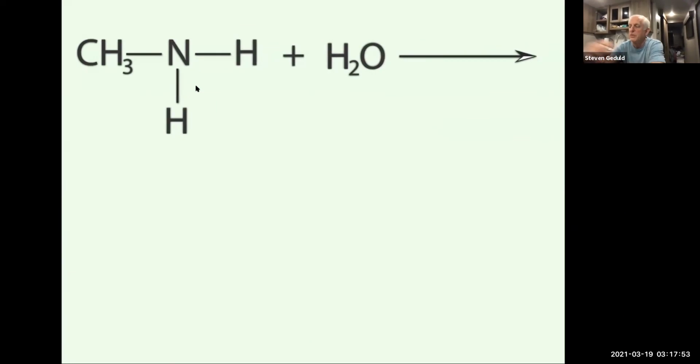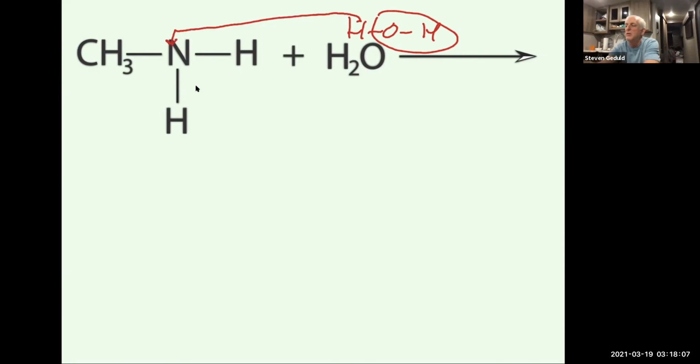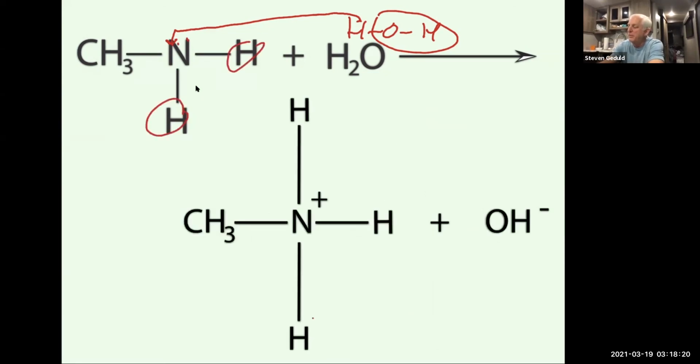Okay, same thing. You remember, water is H2O, so OH minus and H plus. And the hydrogen attaches to the free non-bonding electron pairs on that nitrogen, giving your ammonium, the alkyl ammonium ion. So here are your 2 hydrogens that were attached to it originally, and this hydrogen here comes from the water.